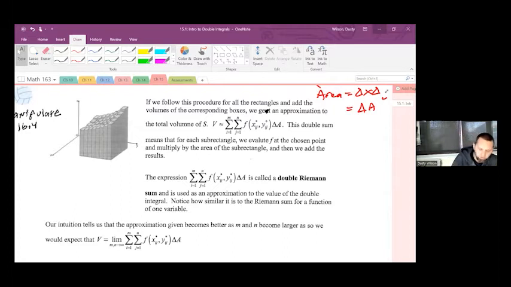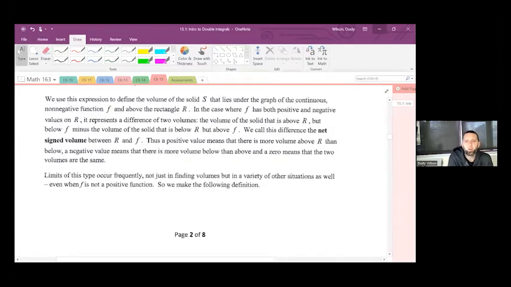So as we would expect, this would be a typo here. As we would expect, V is equal to, not approximately equal to, but equal to the limit as m and n go to infinity of the sum from i equals 1 to m, of the sum from j equals 1 to n, of f of xij star, yij star times delta A. We use this expression to define the volume of the solid S that lies under the graph of the continuous non-negative function f and above the rectangle R.